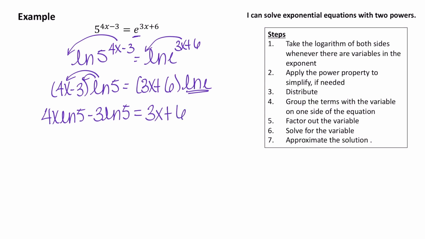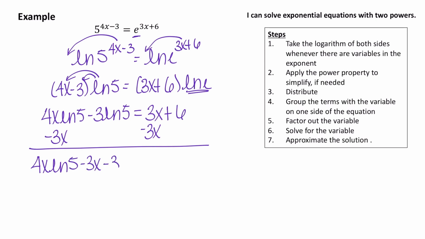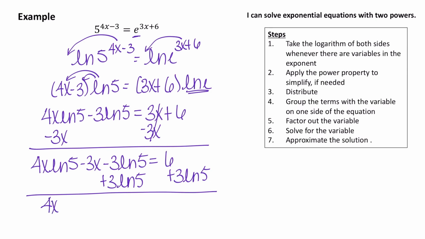So now what I need to do is move all my terms with an x to one side. So I'm going to move the x terms to the left and then the other terms to the right. So I'm going to subtract 3x from both sides. And so that gives me 4x ln 5 minus 3x minus 3 ln 5 equals, here this cancels, so I have 6. Now I'm going to move this 3 ln 5 to the right because that doesn't have an x in it. And so that gives me 4x ln 5 minus 3x, this cancels, equals 6 plus 3 ln 5.